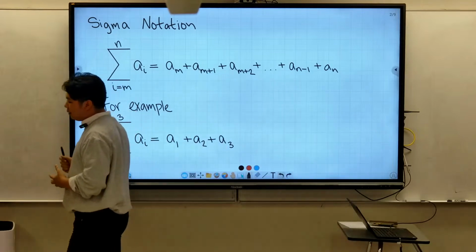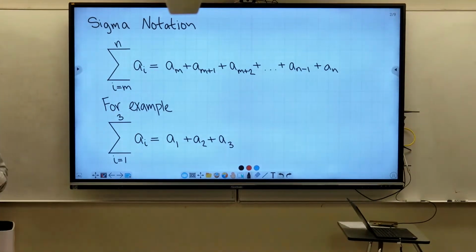So we have this sigma notation, a really big thing that happens a lot. We're not going to focus too much on this. We mainly need it so that we can get the proper definition of the definite integral.